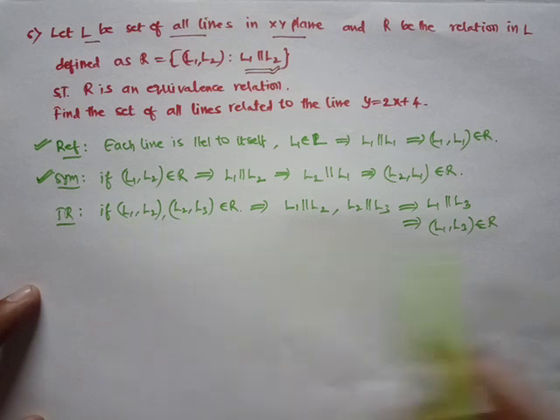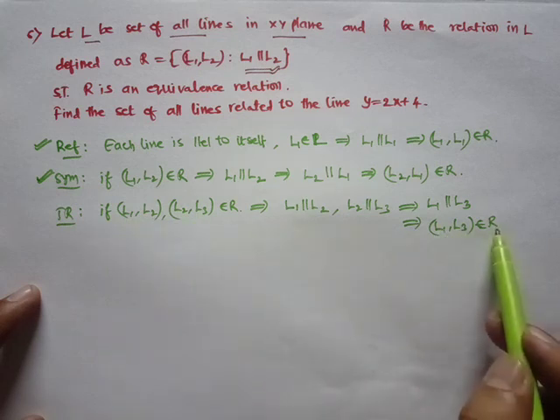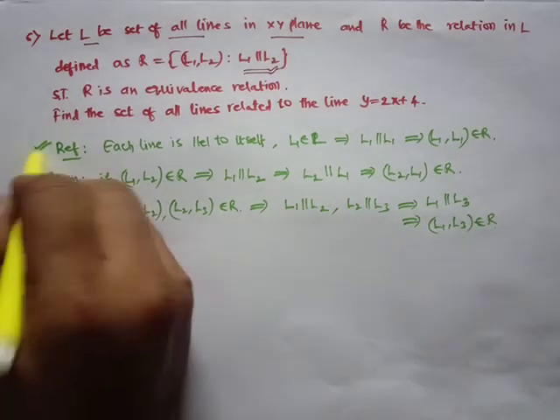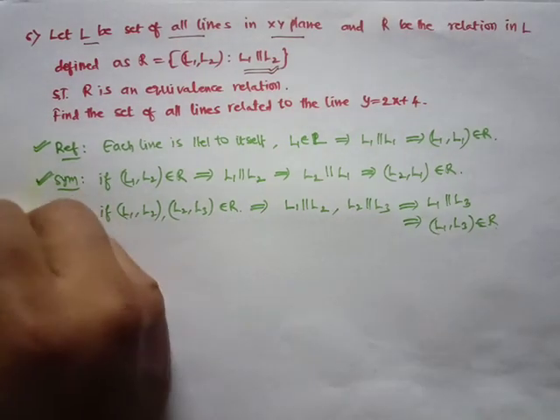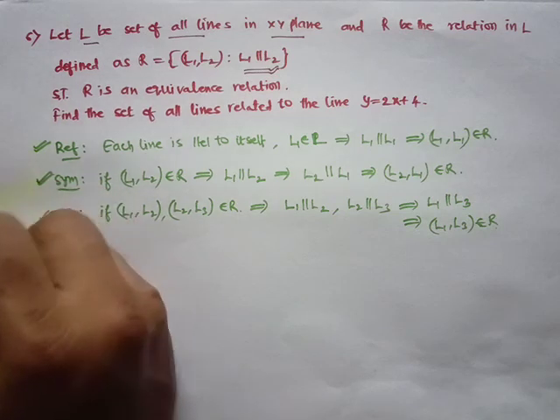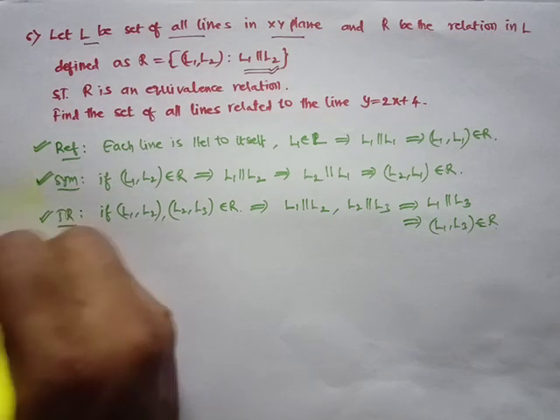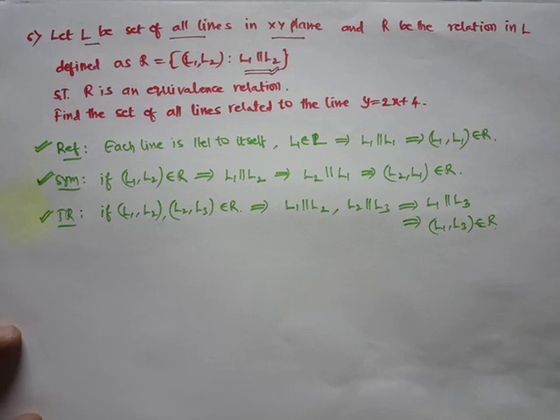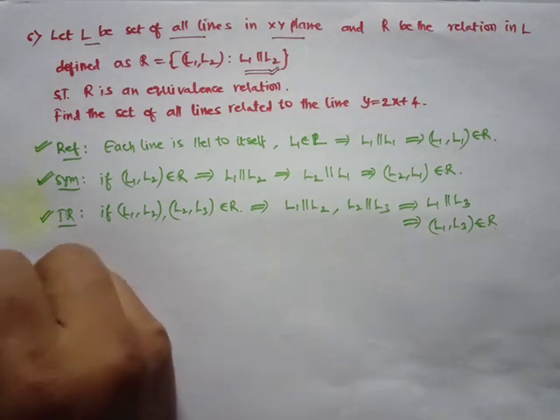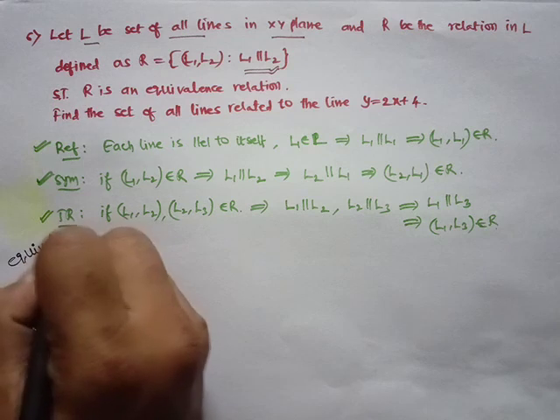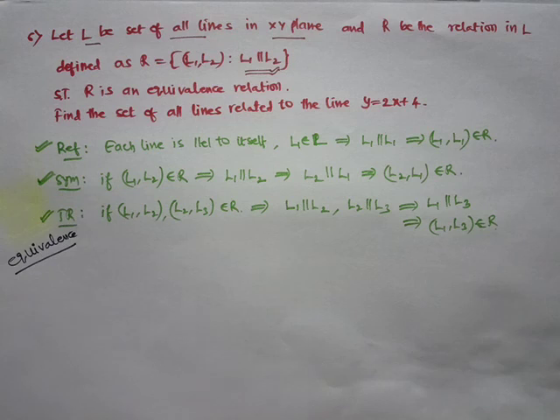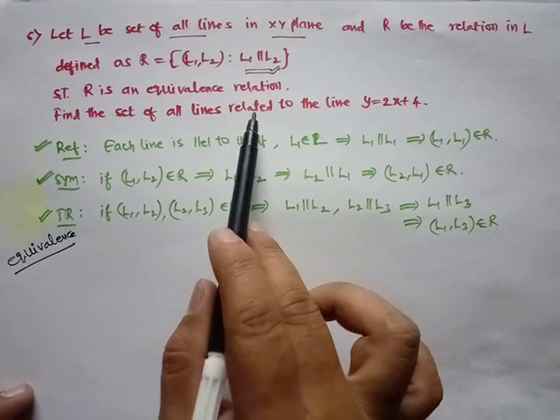(A, B), (B, C) belong to R, then (A, C) also belongs to R, then it is transitive. Then by considering all these three conditions, we can say it is an equivalence relation.